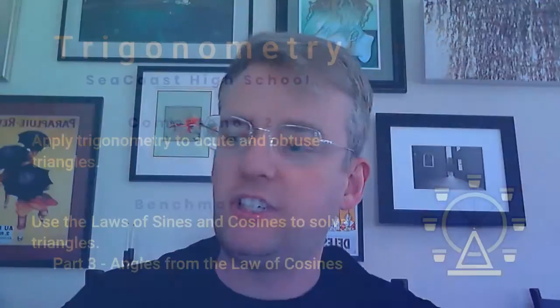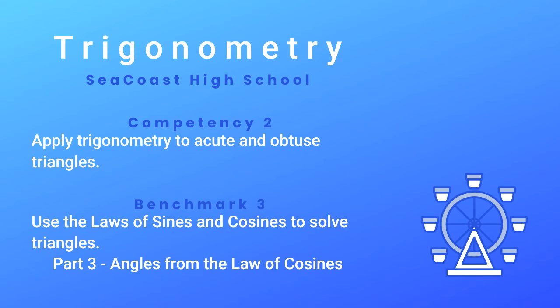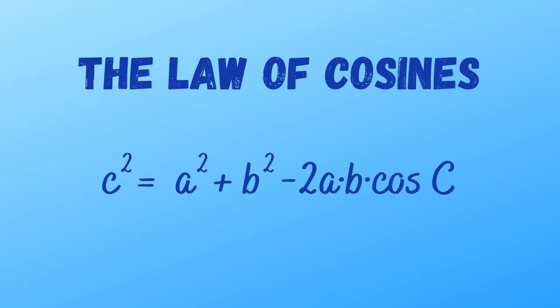This is our third video about Competency 2 Benchmark 3. We're discussing today the law of cosines, and we're first going to use that to solve for missing angles in an acute or obtuse triangle. The law of cosines is c squared equals a squared plus b squared minus 2ab cosine C.